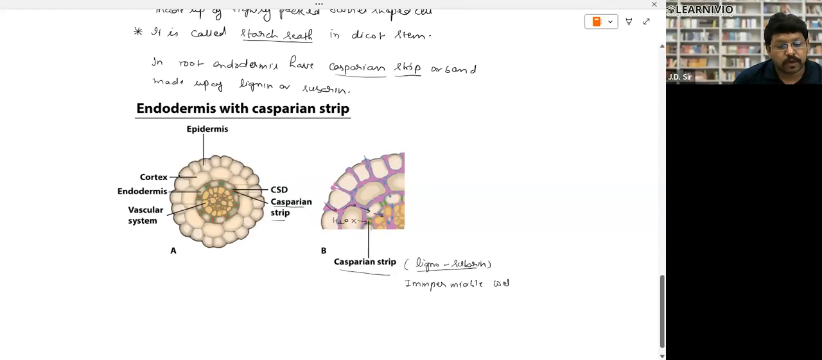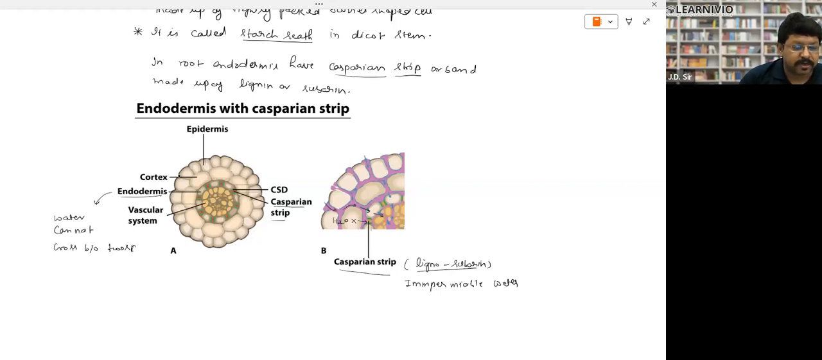So in endodermis, the water cannot cross between the cells, the space between two cells, right?